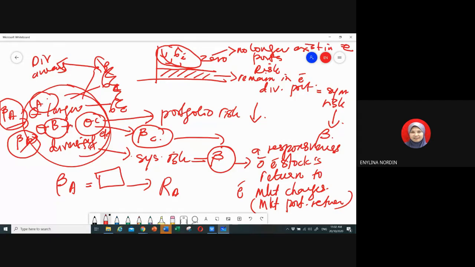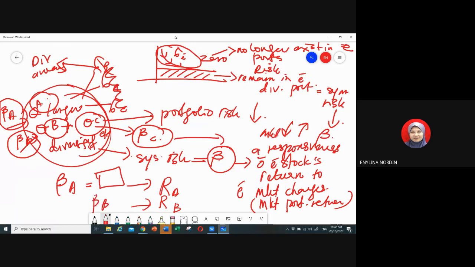Bila market ni berubah, jatuh ataupun naik, return stock A akan berubah. Tapi berapa banyak return stock A akan respond to the market changes depends on its beta. Kalau market jatuh ataupun naik, dia akan mempengaruhi return stock B pula. So berapa banyak return stock B akan jatuh atau naik? Again, it depends on its beta stock B.